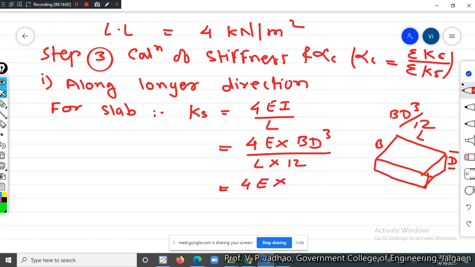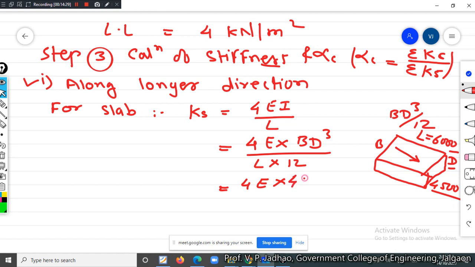Now we are calculating the stiffness along the longer direction, meaning in this direction, therefore B will be 4500 mm. Why? Because we have L equal to 6000 mm. This is your slab panel. If L is 6000 mm, then B will be 4500 mm.